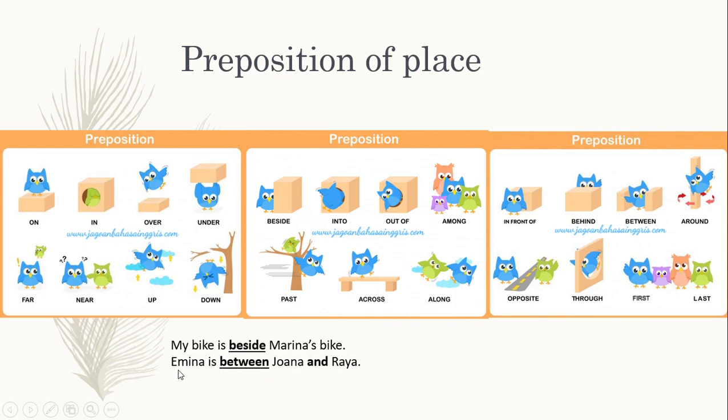It means that Emina's position is between Joanna and Raya. Artinya Emina ini berada di antara Joanna dan Raya, berarti berada di tengah-tengahnya. Jangan lupa sebelum menuliskan preposition, kamu harus menuliskan dulu linking verbnya terlebih dahulu.